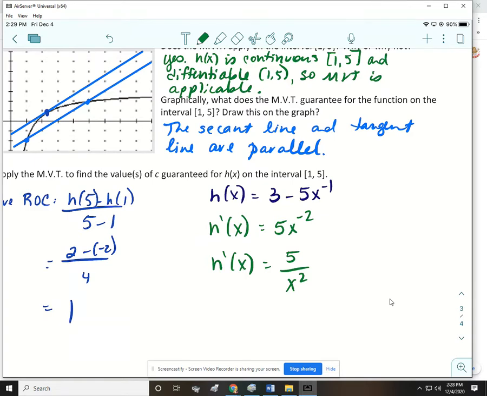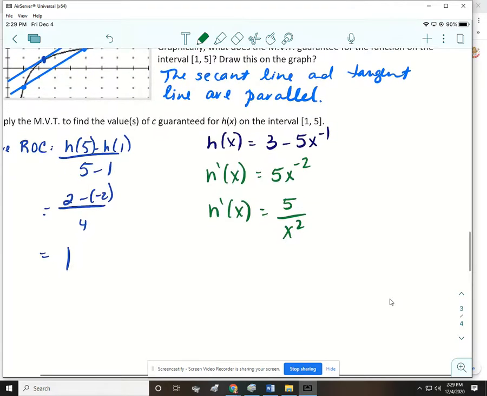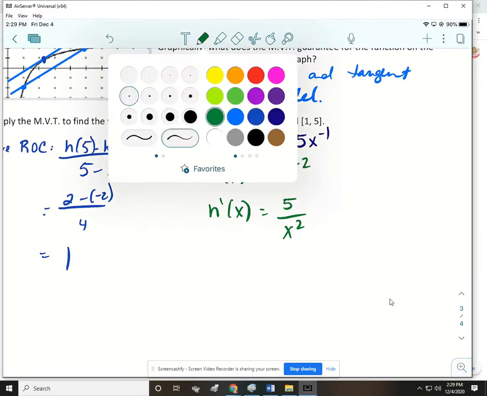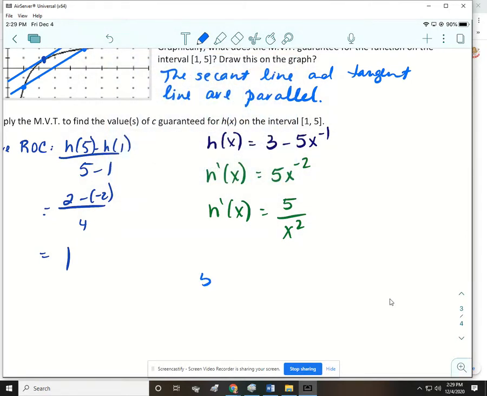Okay, so we want to find a value for c that we can put where x is and have it equal 1. So what we want is for 5 over c squared to equal 1. The instantaneous rate of change equals the average rate of change.